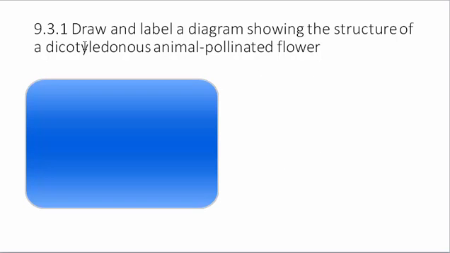The first assessment statement says, draw and label a diagram showing the structure of a dicotyledonous animal-pollinated flower. So we're going to try to draw this thing. In the center of a flower is going to be the female part of the plant, and that's called the carpel. And the carpel has three parts.